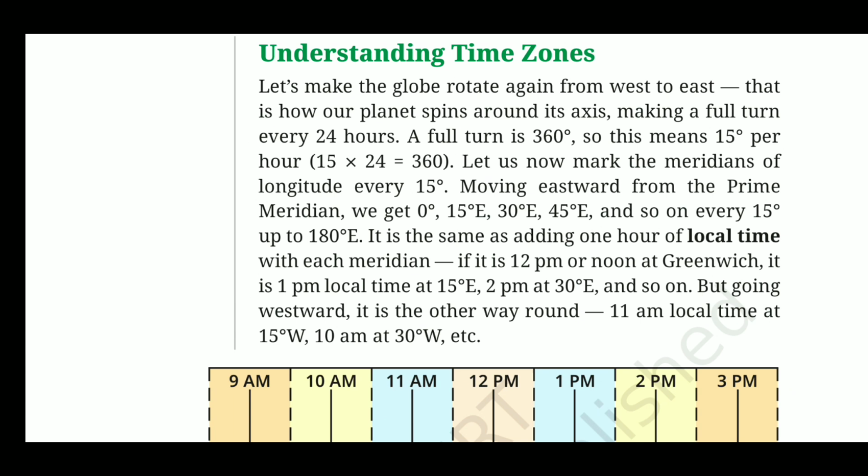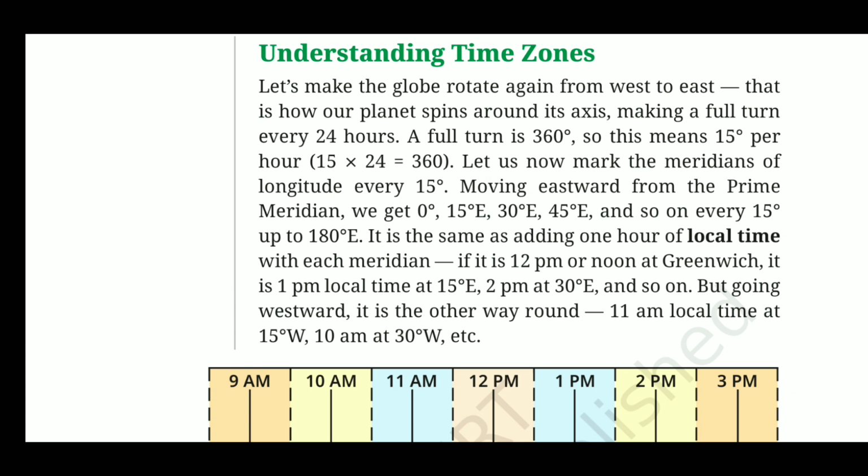Moving eastward from the prime meridian, we get 0 degree, 15 degrees east, 30 degrees east, 45 degrees east, and so on every 15 degrees up to 180 degrees east. This is the same as adding 1 hour of local time with each meridian. If it is 12 p.m. or noon at Greenwich, it is 1 p.m. local time at 15 degrees east, 2 p.m. at 30 degrees east, and so on.